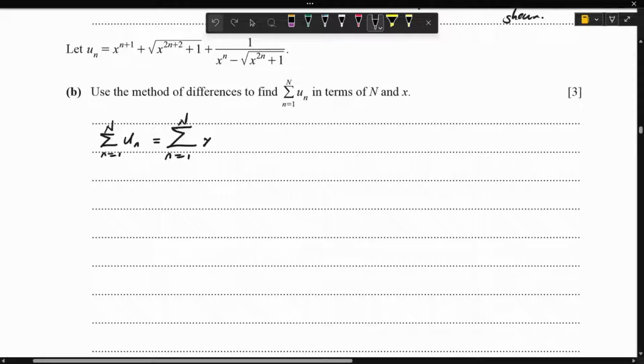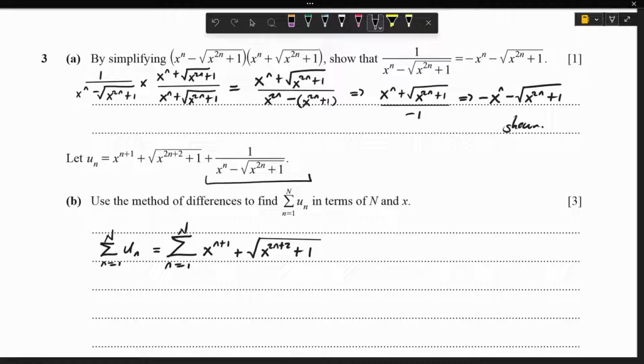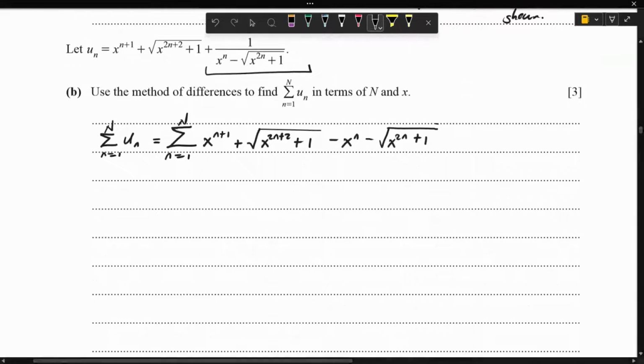So we have x to the n plus 1 plus the square root of x to the 2n plus 2 plus 1. And for this fraction, we had shown that it is actually equal to this. So we're going to say minus x to the n minus the square root of x to the 2n plus 1. So this whole thing is under summation.